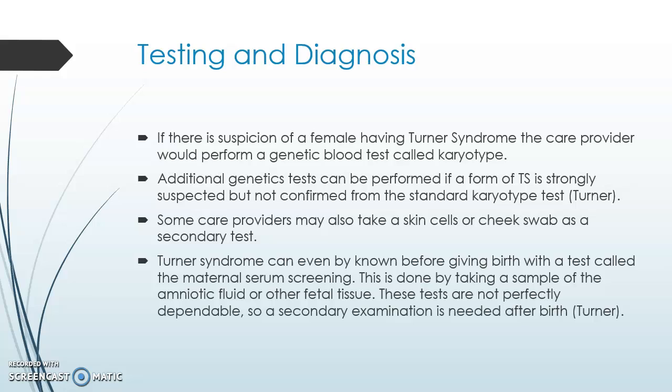Turner syndrome can even be known before giving birth with a test called the maternal serum screening. This is done by taking a sample of the amniotic fluid or other fetal tissue. These tests are not perfectly dependable, so a secondary examination is needed after birth.